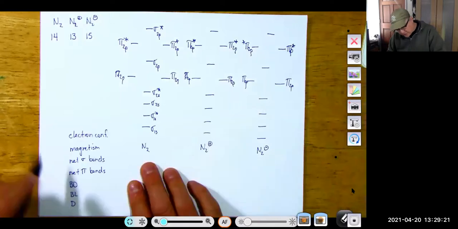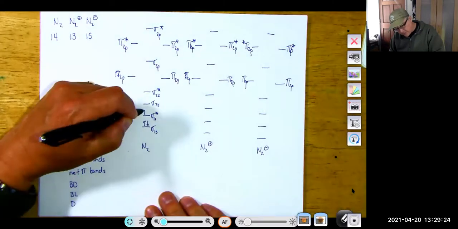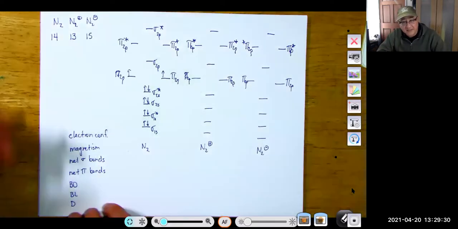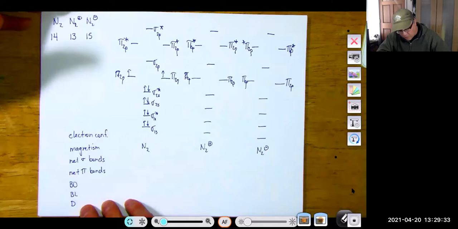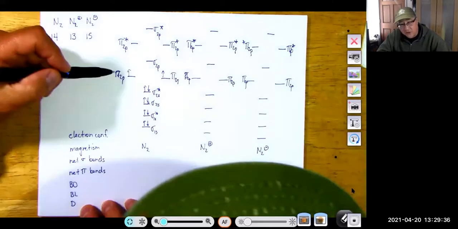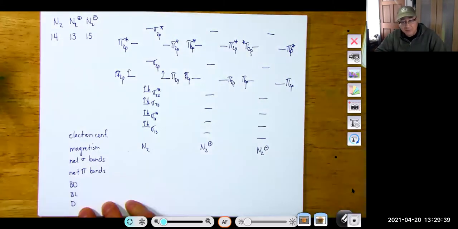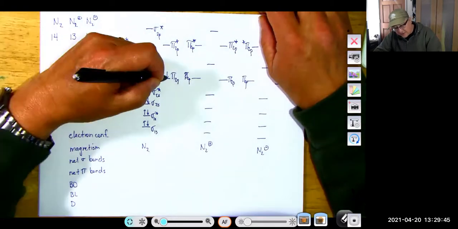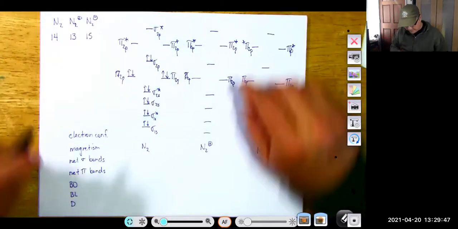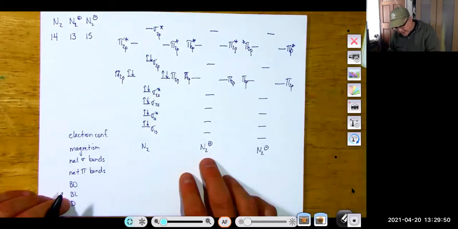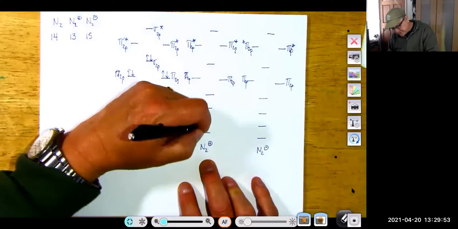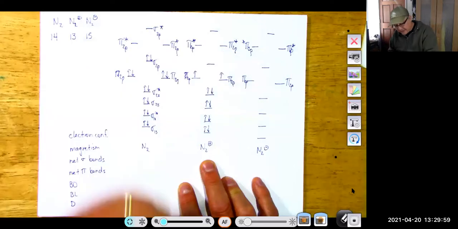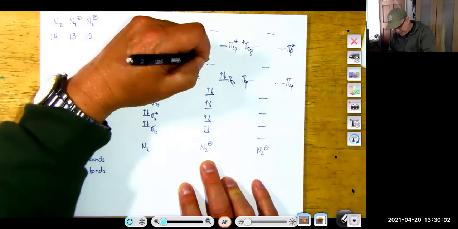So I've got to put 14 electrons in here. 1, 2, 3, 4, 5, 6, 7, 8, 9, 10. So notice when I do the 9, 10, I go from one pi 2p to the other pi 2p before I double up. That's just to get into good practice. Right. So 10, 11, 12, 13, 14. So that's N2. N2 plus is going to look exactly the same except for one less. 1, 2, so that's 10, 11, 12, 13. Mm-hmm.